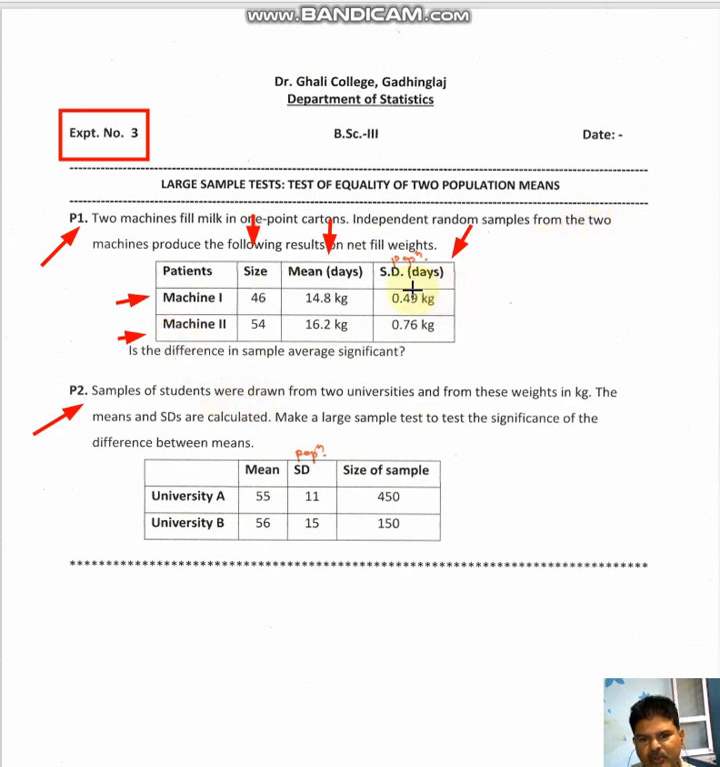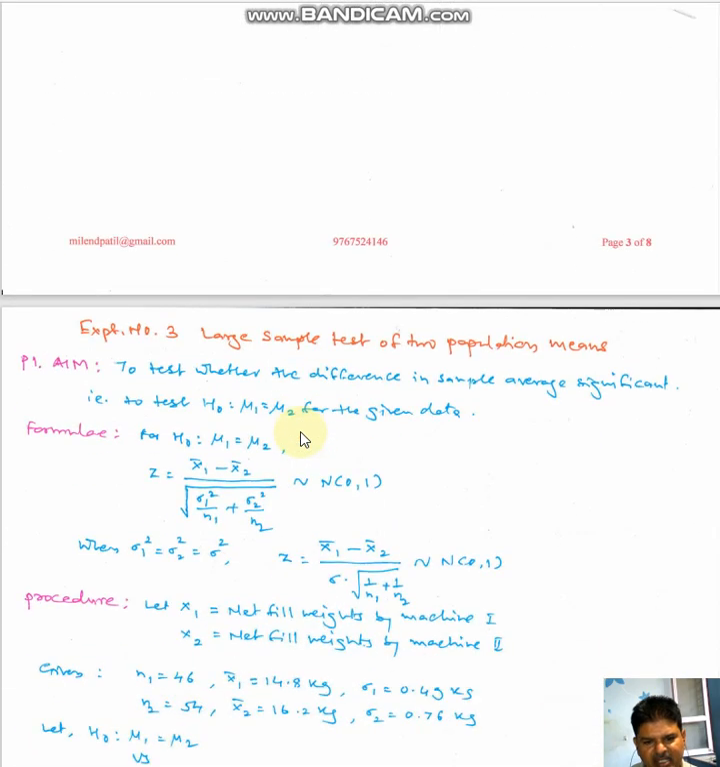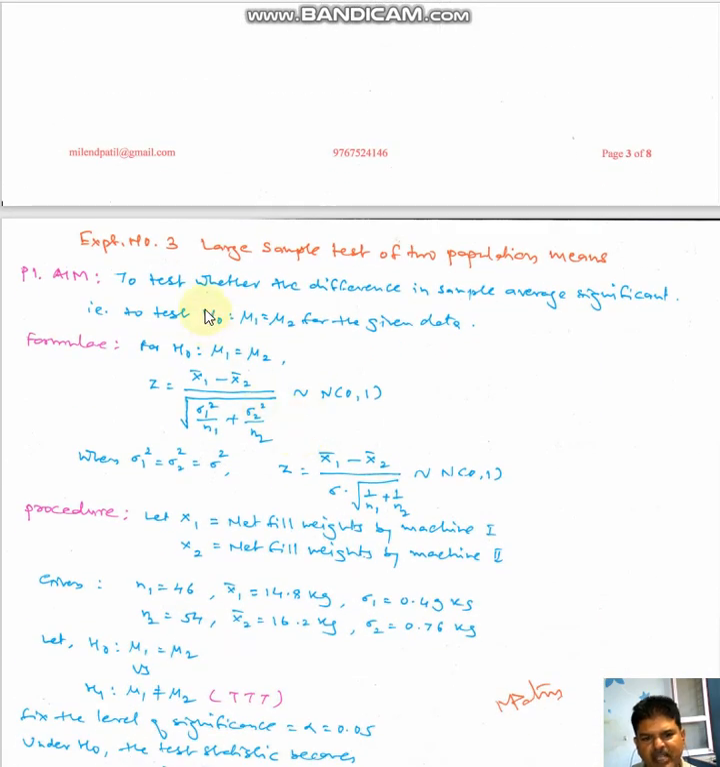Now we need to solve this example. How to solve this example? To solve this example, as you know, first we have to write the aim of the experiment. So what is this aim? The aim is to test whether the difference in sample average is significant. That is to test H naught: mu1 equal to mu2 for the given data.